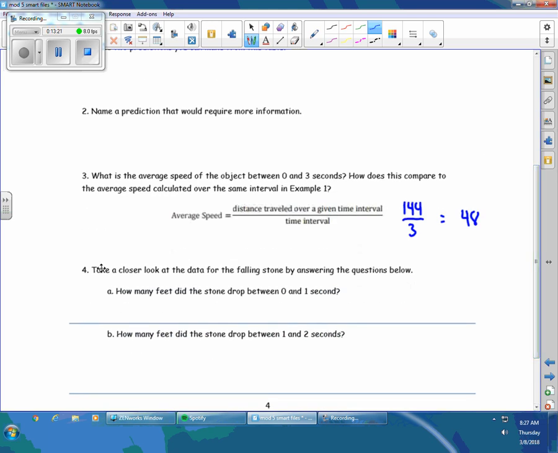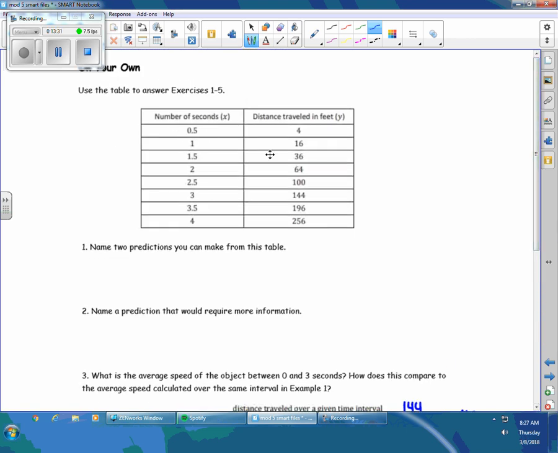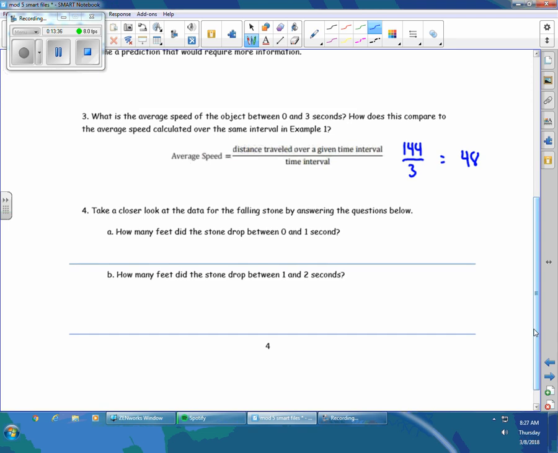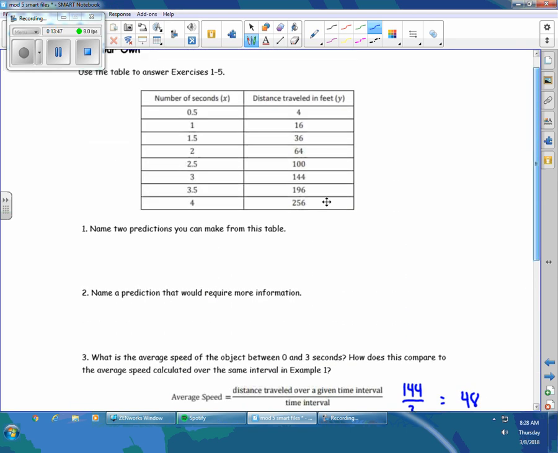Take a closer look at the data for the falling stone by answering the questions below. How many feet did the stone drop between 0 and 1 seconds? So 0 and 1 is going to be 16 right there. It was pretty easy to answer. How many feet did the stone drop between 1 and 2 seconds? So let's take a look here. At 2 seconds, we were at 64 feet. At 1 second, we were at 16 feet.